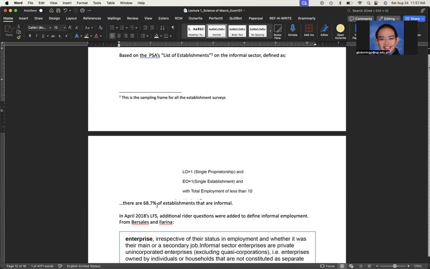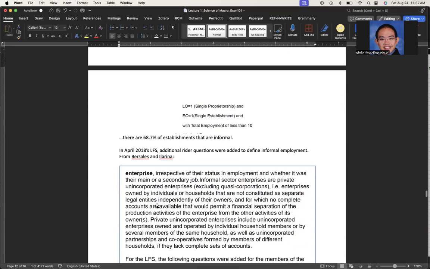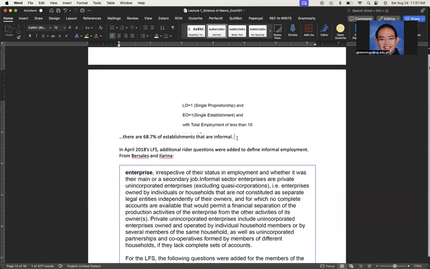So this just says that of the total list of establishments, again, this is not about how much they produce or about GDP, right? This is just counting the number of establishments. 68.7% of establishments are informal based on this, again, in 2018. I should write that down, 2018.